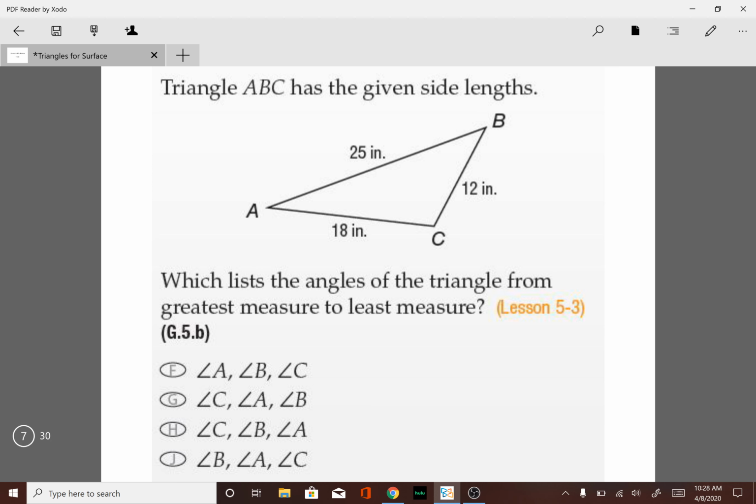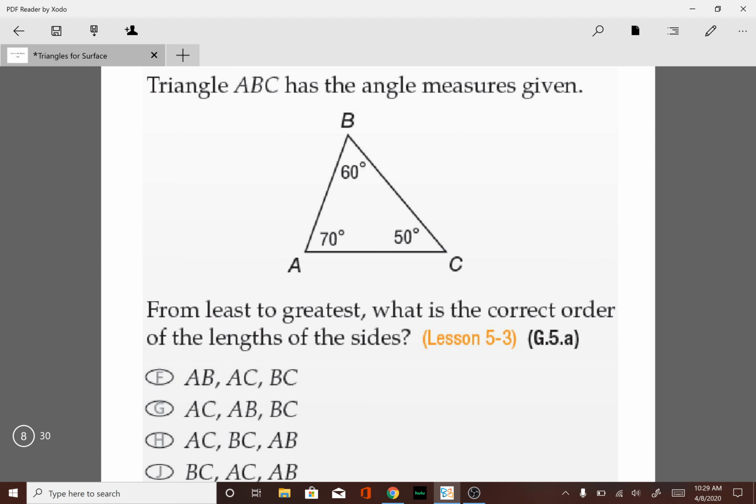Triangle ABC has the given side lengths. Which lists the angles of the triangle from greatest measure to least measure? Well, if we're looking for the greatest measure, it has to be across from the longest side. So that would be angle C. So angle C needs to be our first one, so we can get rid of J and F. Since 18 is bigger than 12, that means angle B will be the middle one. So we're going to go with H.